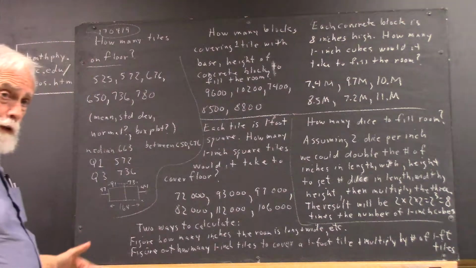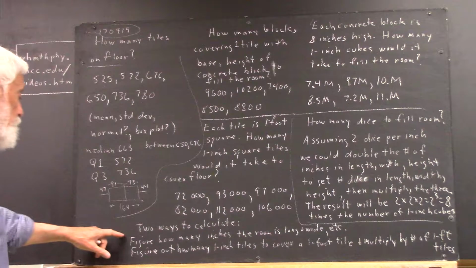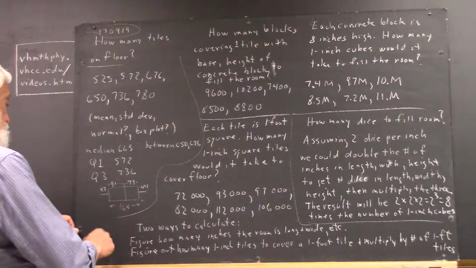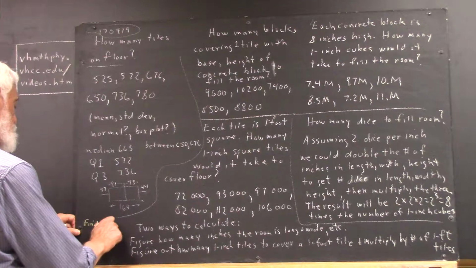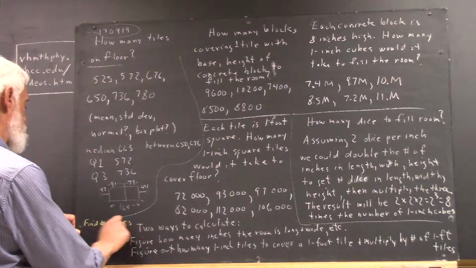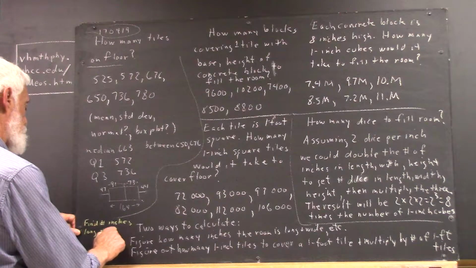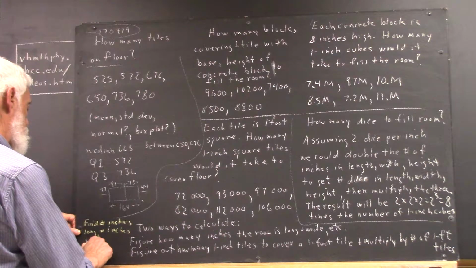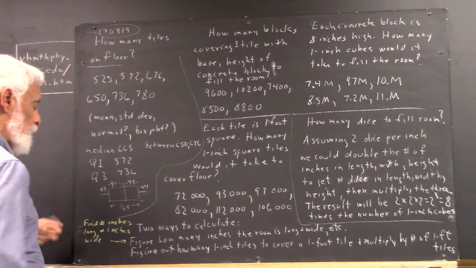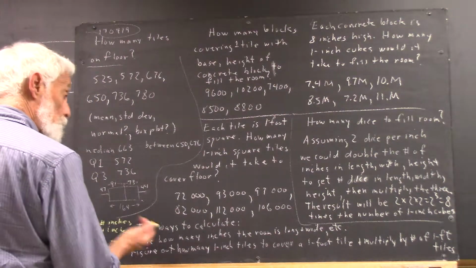So we want to be clear on the two ways of figuring this out. We could find the number of inches long and the number of inches wide, and then multiply, of course. That's how we do this, and that's for the room.